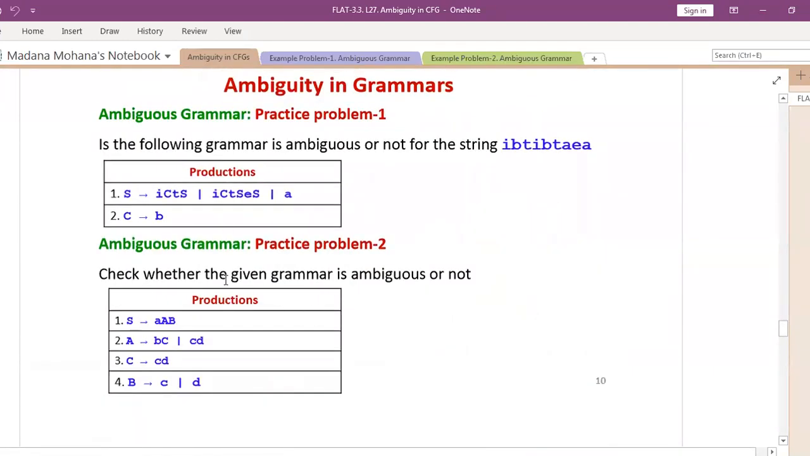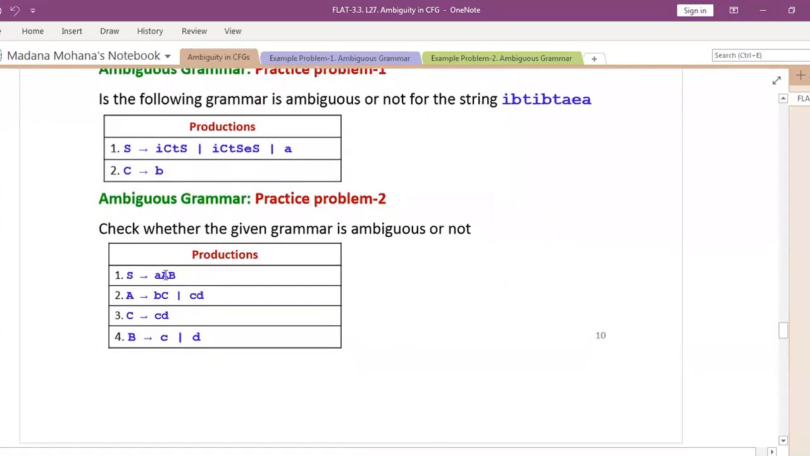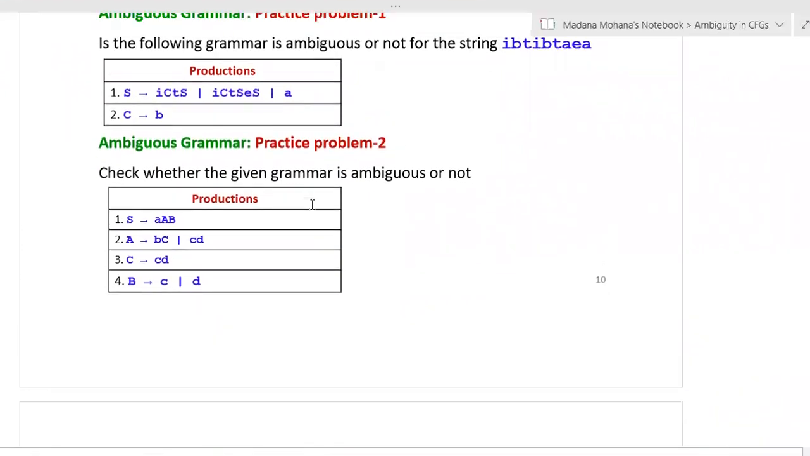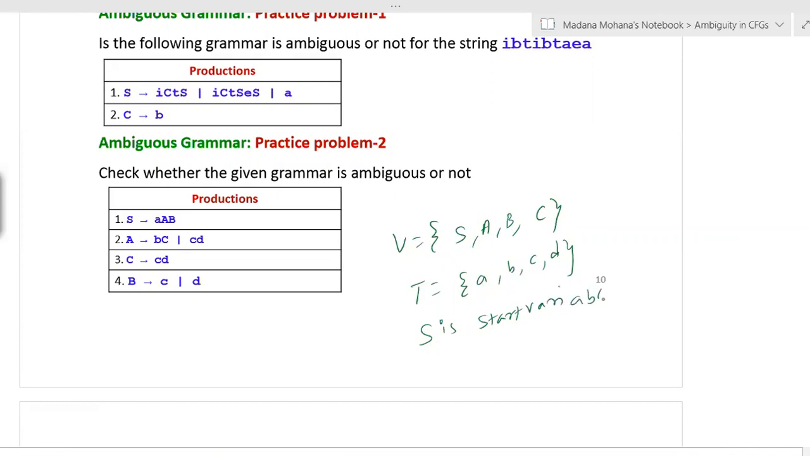So this is another problem. Check whether the given grammar is ambiguous or not. S derives AAB, A derives BC or CD, C derives CD, B derives C or D. So in this grammar the variables are capital S, capital A, capital B, capital C. Then the terminals are lowercase a, b, c, d. Then the starting variable is S itself. But here the string is not given.